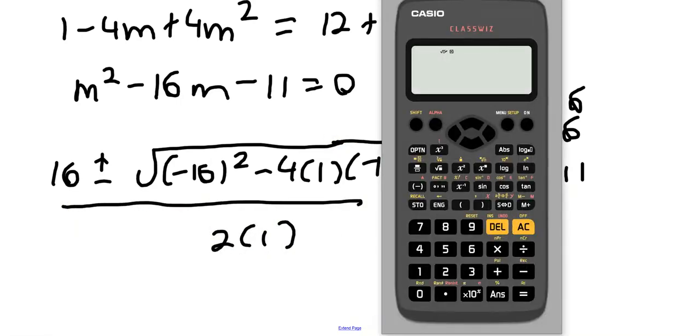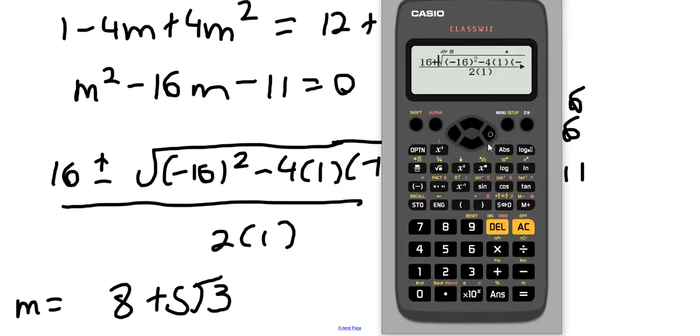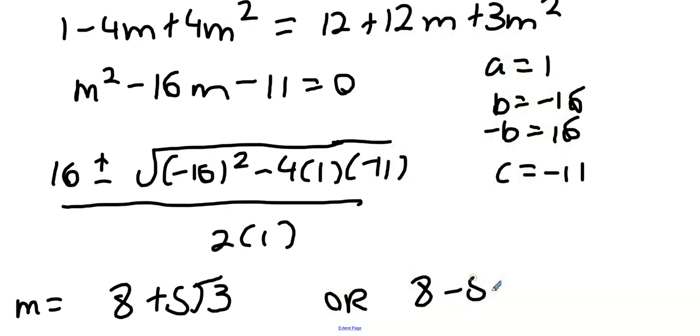We're going to go direct into the calculator with this. Press this button first, go 16 plus square root of minus 16 squared minus 4 times 1 times minus 11. And what we should get there is 8 plus 5 root 3. So 8 plus 5 root 3 is one slope, and the other slope is obviously when you do the minus version. So we only ask for one slope, but look, here's 2 slopes. Okay, and they're both the answers.